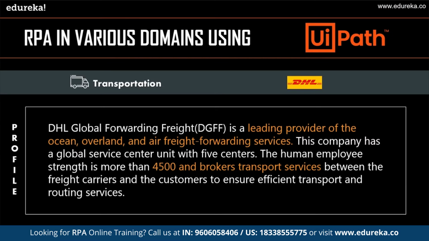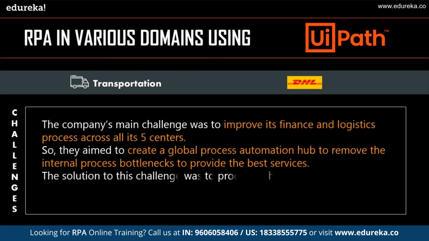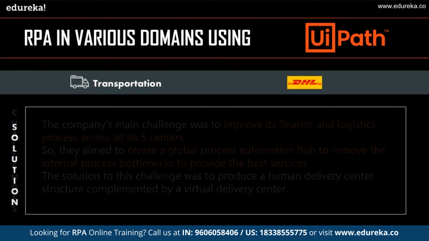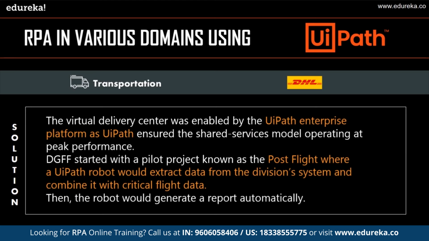and routing services. Now, the company's main challenge was to improve its finance and logistic processes across all its 5 centers. So, they aimed to create a global process automation hub to remove the internal process bottlenecks to provide the best services. The solution to this challenge was to come up with a human delivery center structure complemented by a virtual delivery center. To enable the virtual delivery center, the company chose UiPath's enterprise platform, as UiPath ensured the shared services model operating at peak performance.